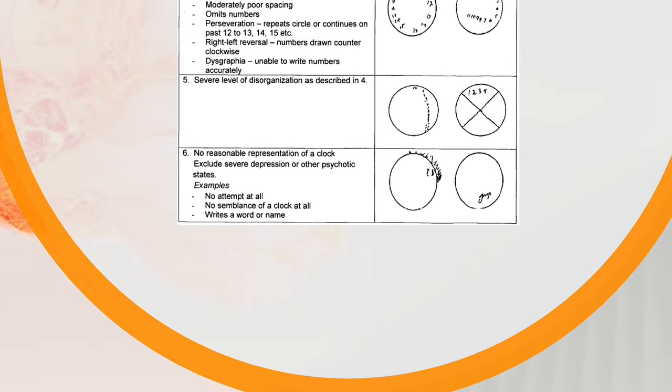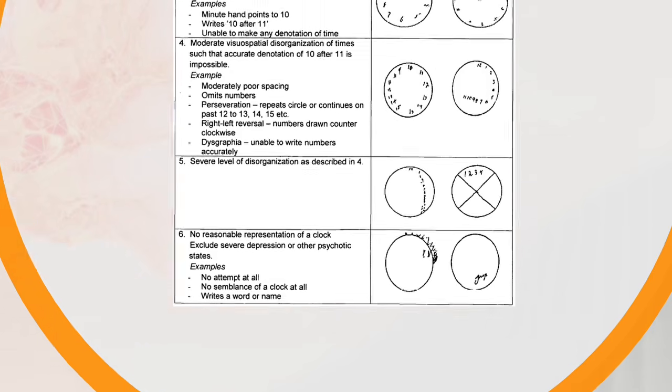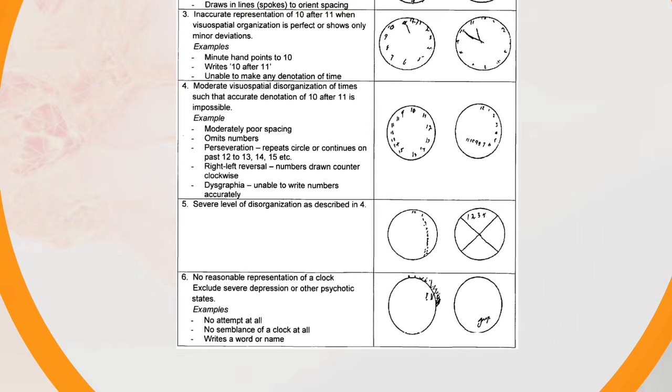If we look at number 6, right, you can't really say this was a clock. So it would be more towards a severe type of Alzheimer's or psychotic states, for example, or severe depression. Basically, they didn't even try here, right? So no attempt at all. It doesn't look like a clock, right? Write the words or name there, right? Severe dementia would be kind of on number 5 because they did attempt, but it's very confused, right? Disorganized.